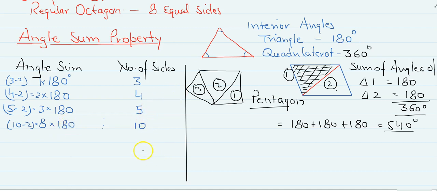that is 8. So if it has 25 sides, what will be the sum of all the interior angles of a polygon? It will be 25 minus 2, that is 23, multiplied by 180. A polygon having 25 sides is a combination of 23 triangles. So that's how we calculate the angles.